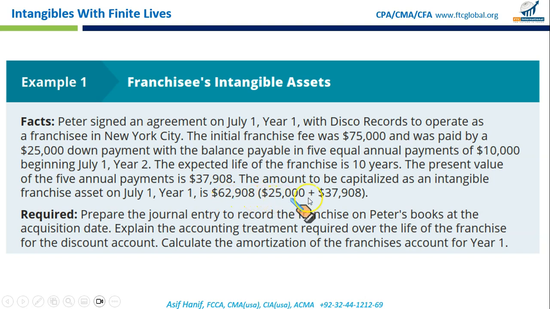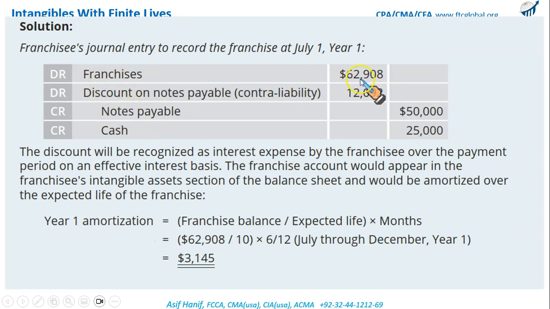The $25,000 paid plus the present value of the future obligations goes against the franchise. This would be debited, $62,908, the $25,000 paid would be credited, and the note payable for 5 payments of $10,000, $50,000, will be credited. The difference goes to the discount account. Look at this: franchise debit, discount on notes payable, contra liability, notes payable $50,000, and cash $25,000.